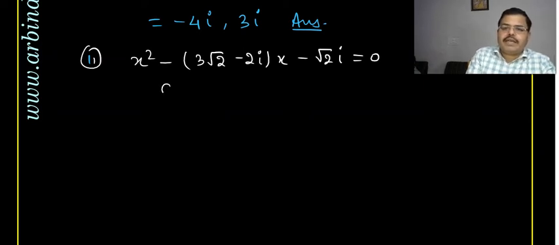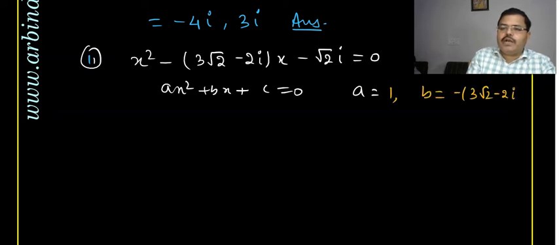Now, let us see the second question. In the second question, it is given that x square minus 3 root 2 minus 2 iota into x minus root 2 iota is equal to 0. Again, if you compare with the quadratic equation ax square plus bx plus c is equal to 0, you will get a is equal to 1 here, b is equal to minus 3 root 2 minus 2 iota, because it is the coefficient of x, and c is nothing else but minus root 2 iota.